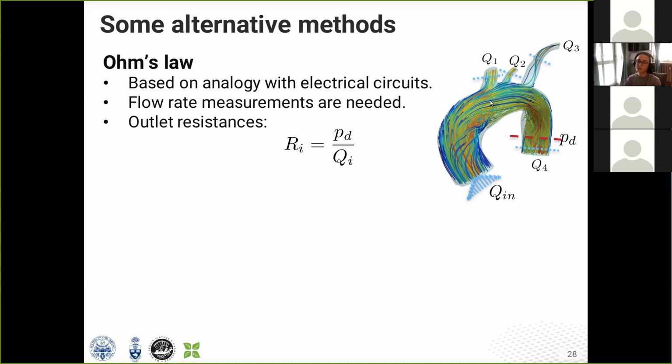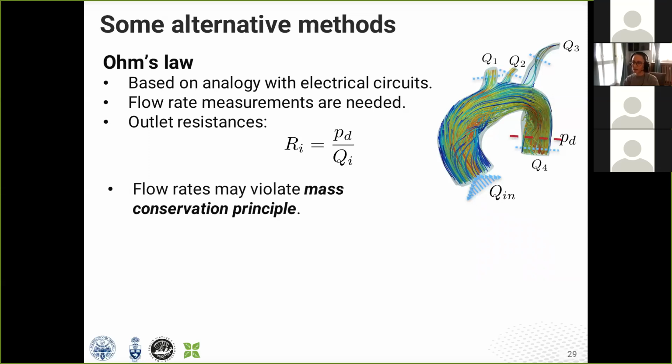However, there's an intrinsic problem with the flow rates that you measure from different techniques, from 4D Flow MRI data for example, which is that they often violate the mass conservation principle. This is due mainly to the uncertainty of the measurements. It's expected and acceptable, but this means that if you sum up all the flow rates at the outlets, you will not get the flow rate at the inlet. So there are significant errors inside these measurements. And if you use this version of Ohm's law, this will be reflected in a poor choice of resistance boundary conditions.